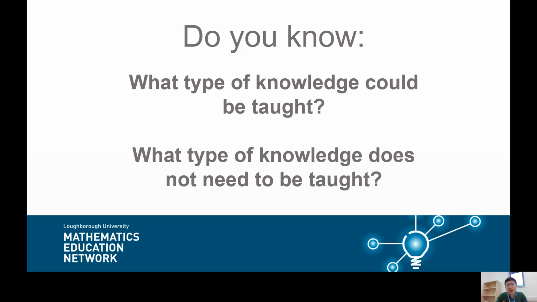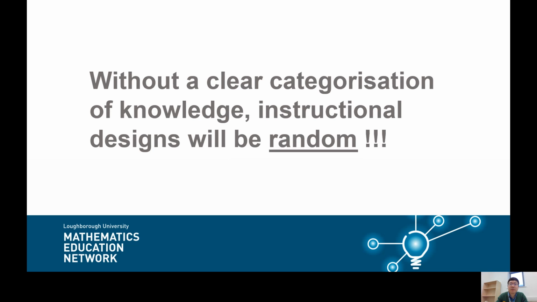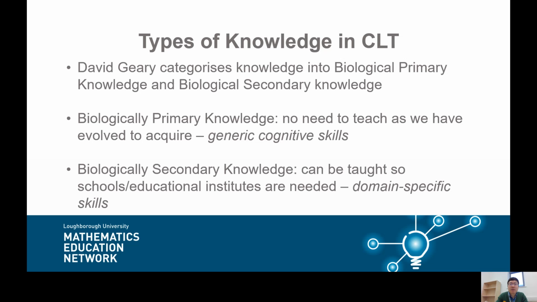Why am I asking these two questions? Because in CLT, we think without a clear categorization of knowledge, our instructional designs will be random. Therefore, the very first task in CLT is to have a clear idea about types of knowledge.